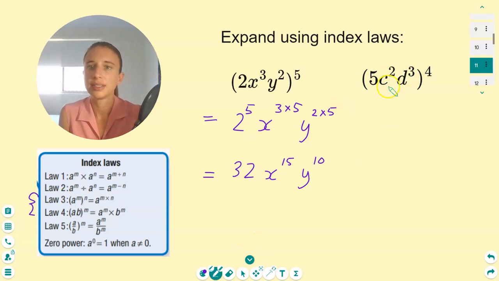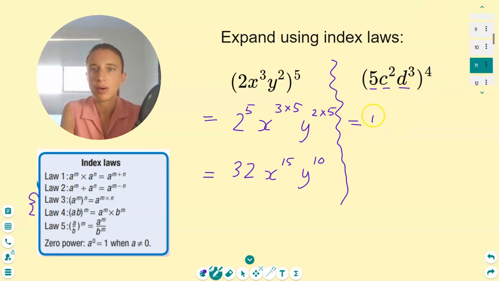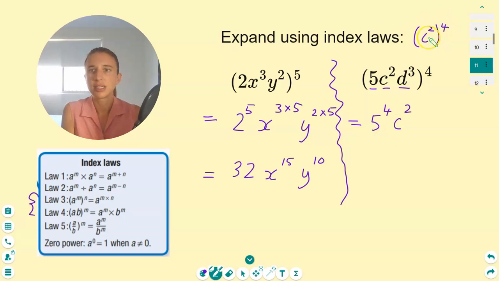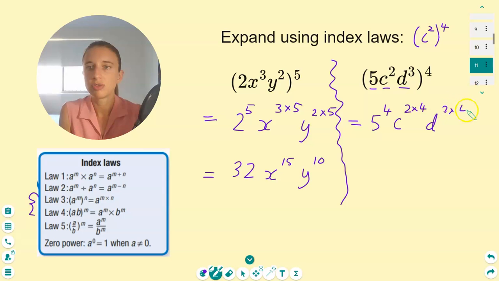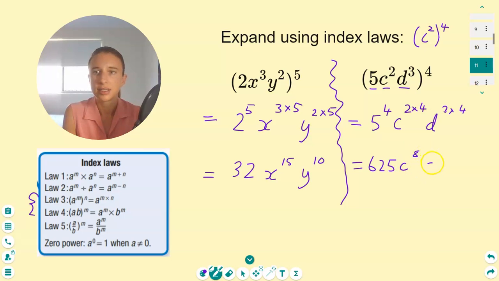Let's check this one out. A pair of brackets raised to a power. So I know that everything in that bracket must be raised to that power. 5 to the 4, c squared. If I look at it, c squared to the power of 4. I need to multiply those indices. And then we've got d to the 3 times 4. Simplify a bit more. 5 to the power of 4 in my calculator: 625. C to the 8. D to the 12.